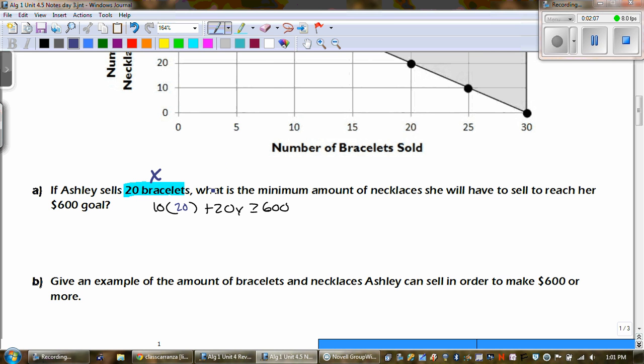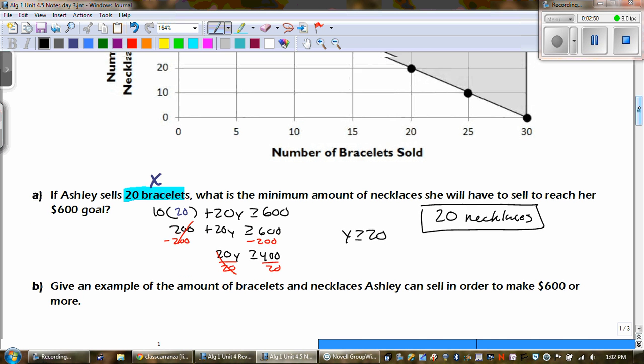Well, let's solve. 10 times 20 is 200 plus 20Y is greater than or equal to 600. You guys should be really good at solving by now. We subtract 200 from both sides, and we get 20Y is greater than or equal to 400. And then we get the Y by itself. We divide by 20, and we get Y is greater than or equal to 20. So what's the minimum amount of necklaces she needs? 20 necklaces.